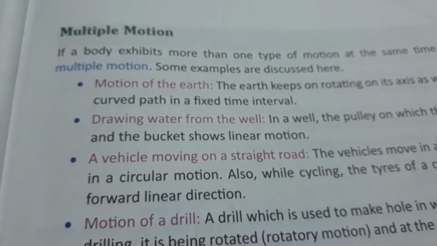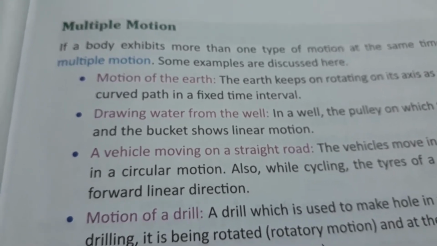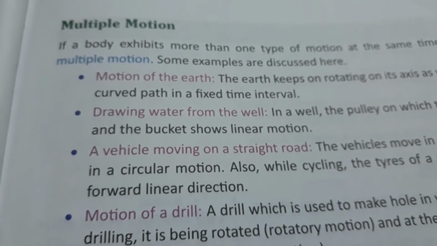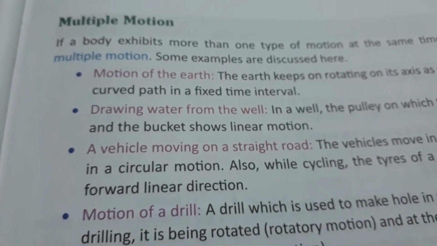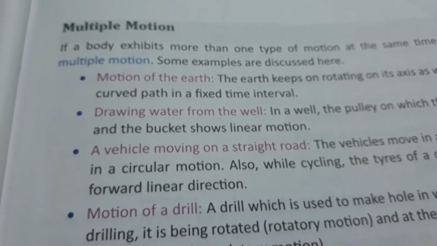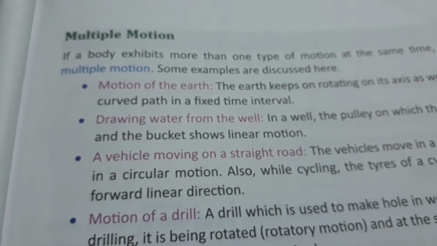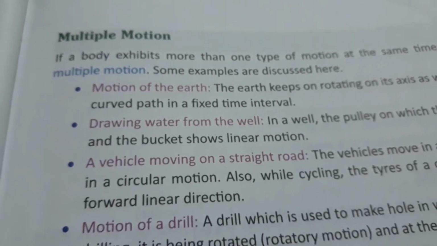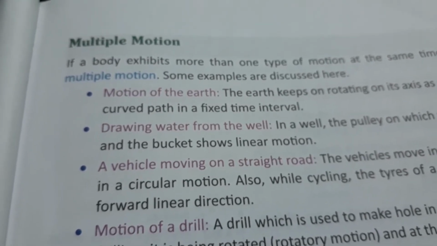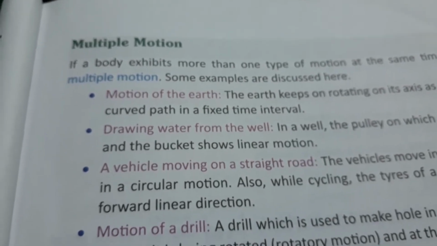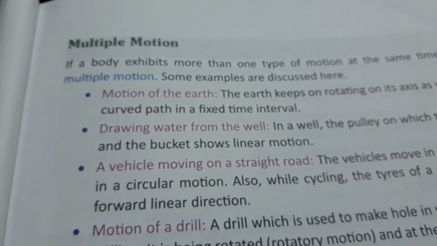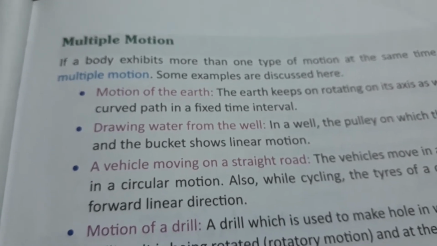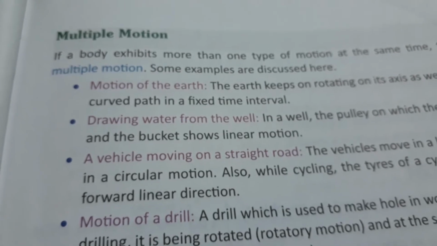Earth revolves around the sun in a curved path, and also the earth rotates itself in the same place. Earth rotates itself and also revolves around the sun. So here we can see two types of motions. One is rotation, another one is curvilinear. These two types of motions are combined in the motion of the earth. That is why we can say the earth is having multiple motion.